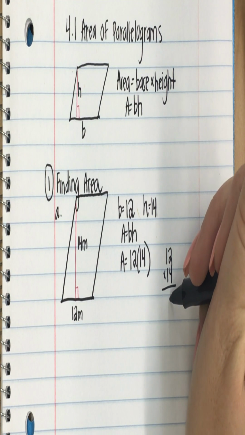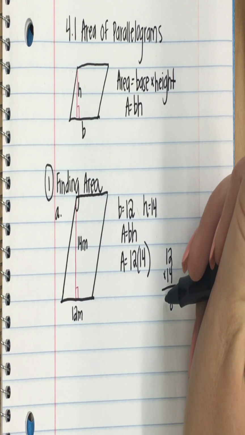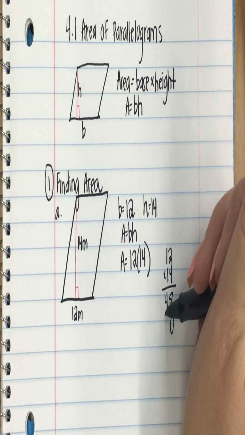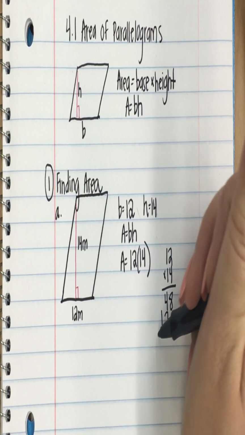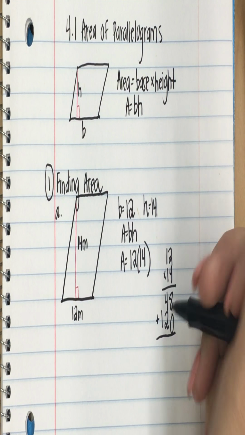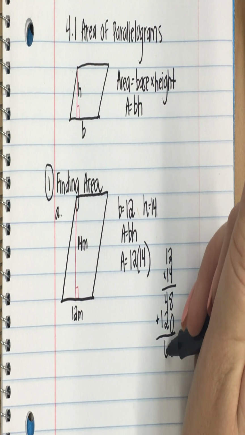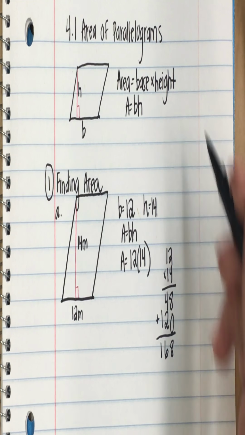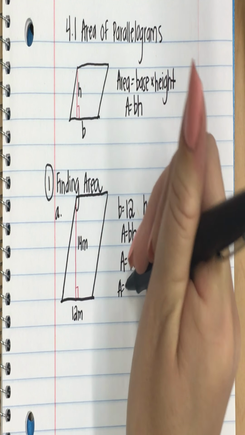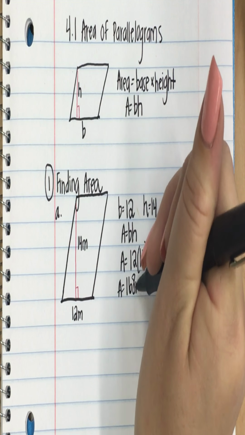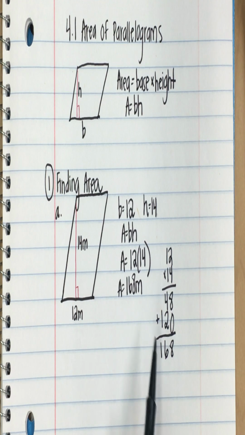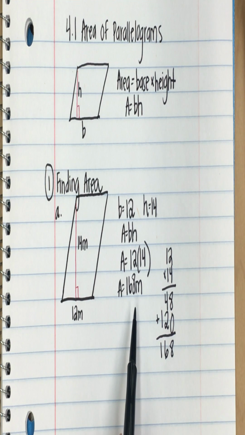4 times 2 will give us 8. 4 times 1 will give us 4. We put our 0, 2 times 1, and 1 times 1. So that means the area of our parallelogram is 168 meters. In our problem it told us meters, so we have to make sure that we put meters in our answer as well.